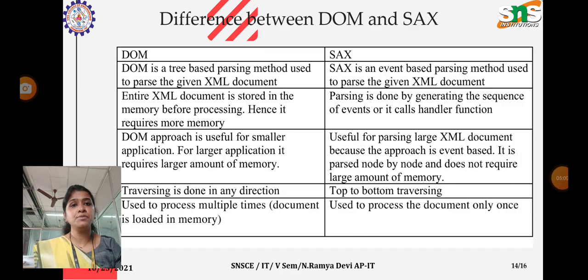So this is the difference between DOM and SAX. DOM is a tree-based parsing method. SAX is an event-based parsing method. In DOM, the entire XML document is stored in memory before processing. In SAX, the parsing is done by generating a sequence of events, or it calls handler functions.